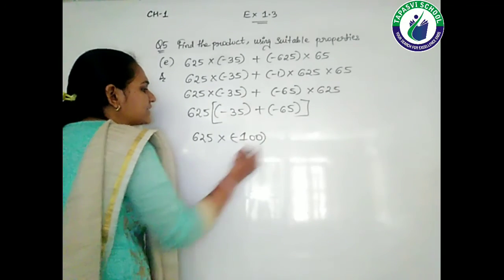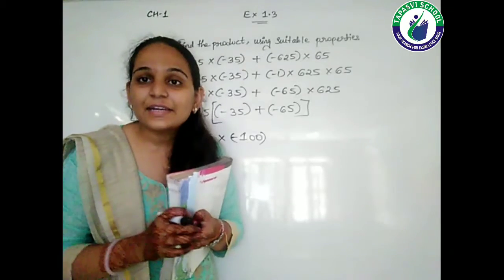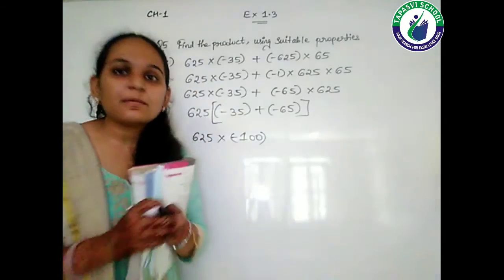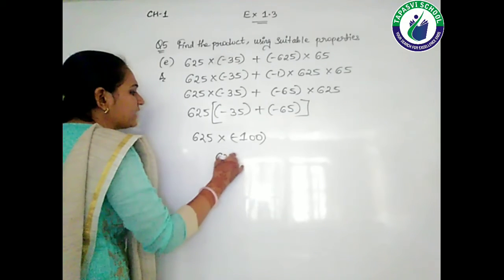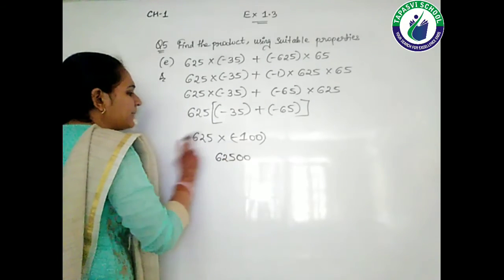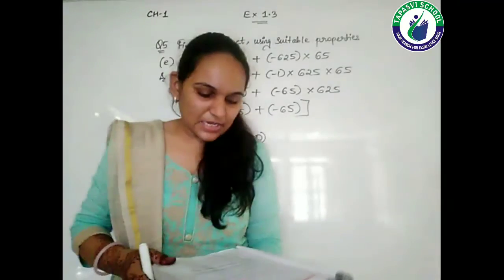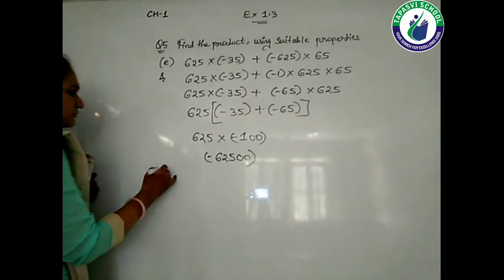The minus sign will definitely be there with the 100. If we add 35 and 65, we'll get 100, and we'll give the negative sign to this number. Right? Now we'll multiply them. So 6 times 5, 2 zeros, and plus times minus is minus. Right, students?